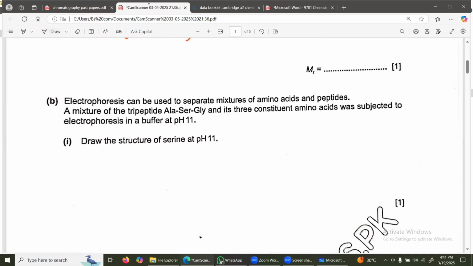Now, the next thing is electrophoresis can be used to separate mixtures of amino acids and peptides.